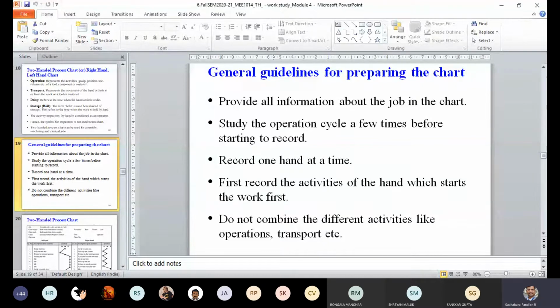That is the reason you should categorize the activities for left hand and right hand before starting itself. So record one hand at a time. First record the activities of the hand which starts the first work. Do not combine different activities like operation and transport in one category. These things we have already followed in the flow process chart also.